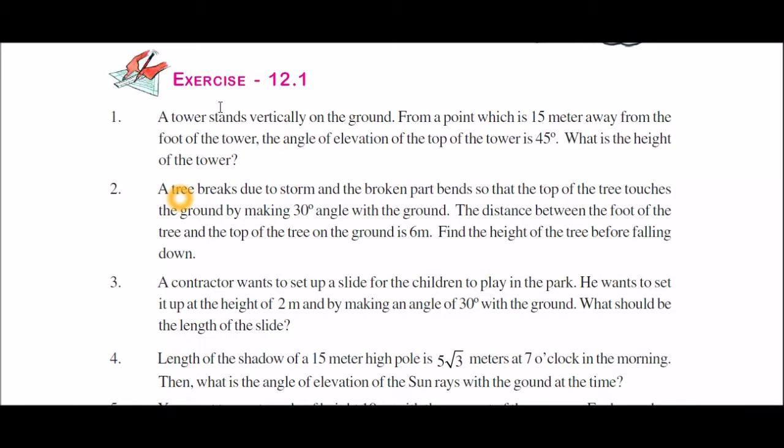In this video, I explain exercise 12.1, the first and second problems. Now, the first problem. A tower stands vertically on the ground. From a point which is 15 meters away from the foot of the tower, the angle of elevation of the top of the tower is 45 degrees. What is the height of the tower?